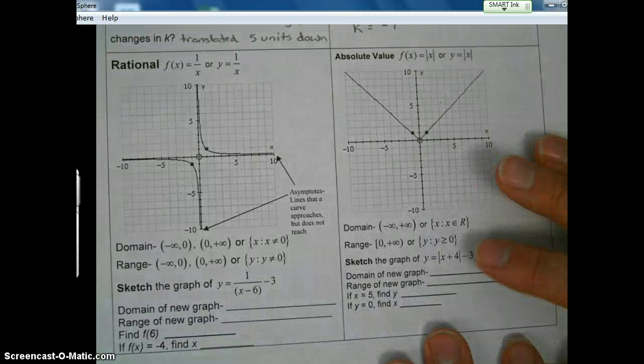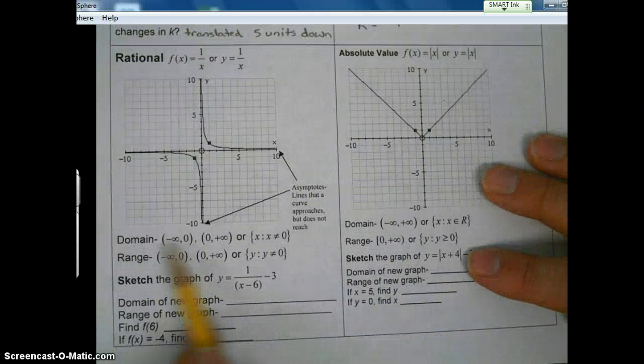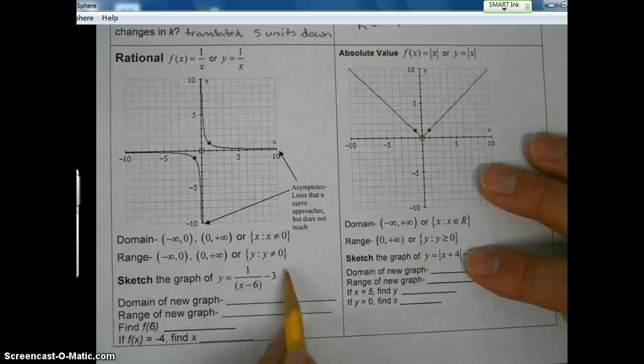Okay, rational function, 1 over x. So here you're given the domain with your vertical asymptote here, and your range with your horizontal asymptote here. It says sketch this one.